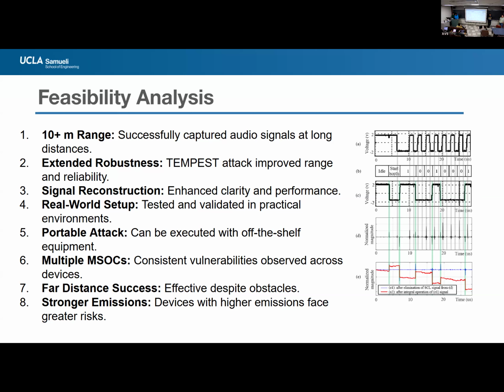And while obstacles can impact like the signal clarity, the paper is still able to see that effective eavesdropping is still feasible. And different devices show varying ranges of leakage and susceptibility to Tempest attacks. And the overall conclusion is that the critical security risks that are posed by these modern electronics, especially in IoT devices, is kind of underscored.